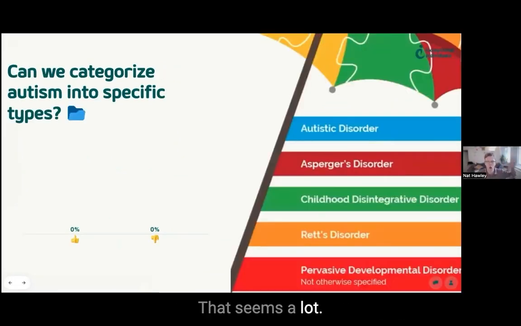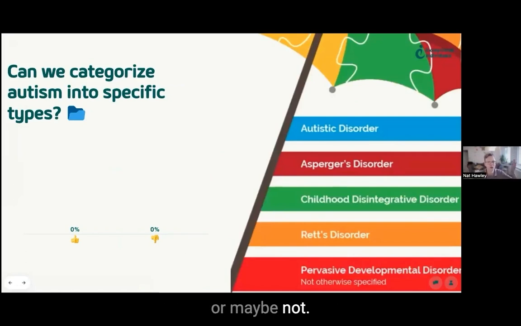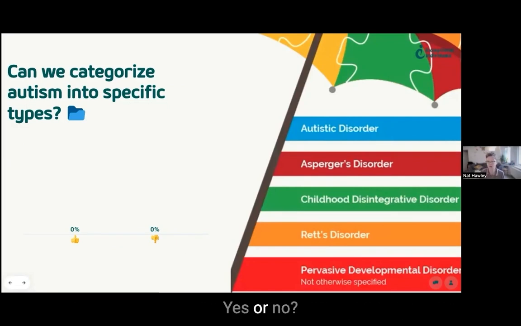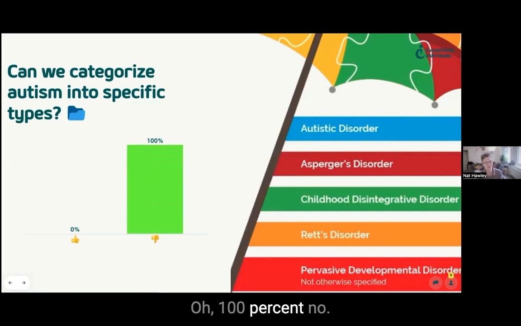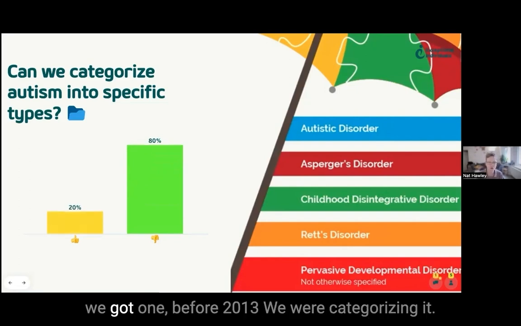That seems a lot. We should probably try to categorize it, or maybe not. Do you think we can categorize autism into specific types? Yes or no? Thumbs up or thumbs down? Oh, no, 100% no. That is very interesting because before, oh, okay, we got one.